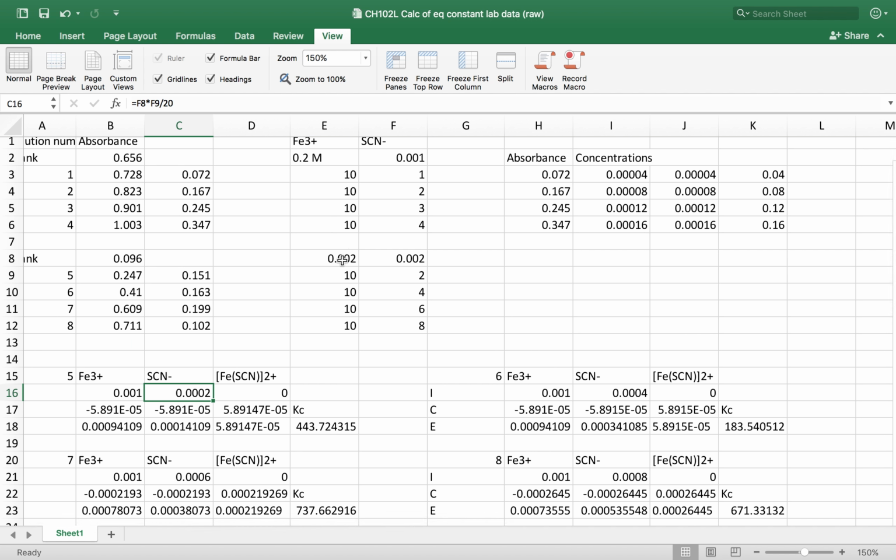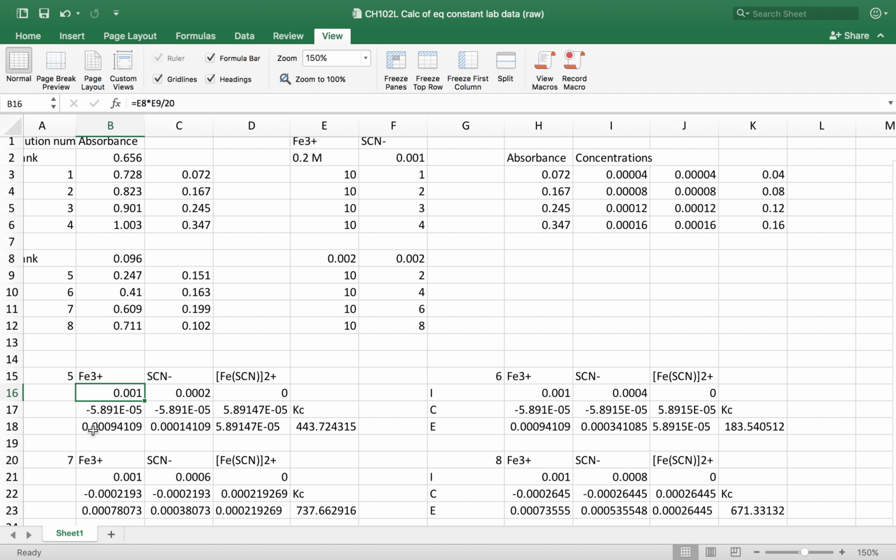0.002, and again we're going to use N1V1 equals N2V2. These actually did go to 20 milliliter solutions if you look in your handout for this lab. So you would have the initial concentration times the initial volume divided by the new volume, which was 20 milliliters, and the same thing for the other one. So here are the starting concentrations for the iron 3 and the thiocyanate for solution 5, for solution 6, for solution 7, and for solution 8. The starting concentration for the complex ion is 0. We didn't add any of that, so it's 0.